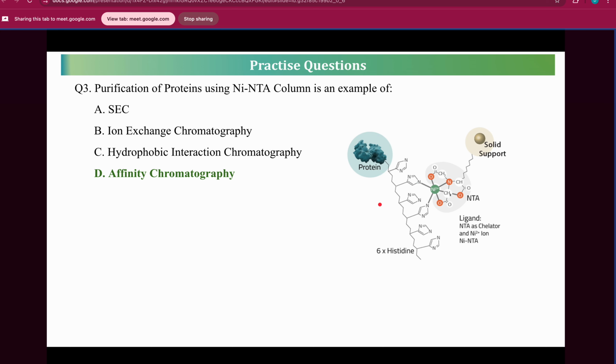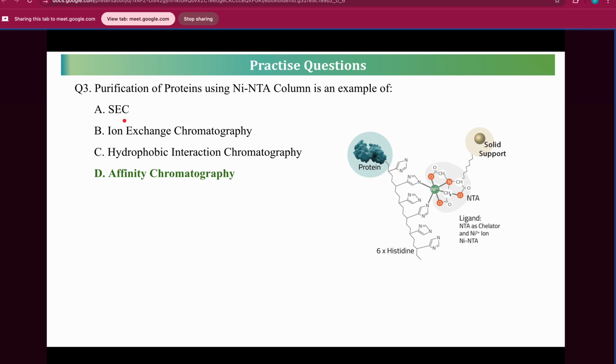Ultimately, in the end, we add imidazole, which will replace these histidine tagged proteins. Imidazole will bind to nickel, and now the protein with the histidine tag will be eluted out in the end. So this is one of the ways, when we were studying protein purification, that we have seen affinity chromatography, how the binding is happening, and why it is called affinity chromatography.